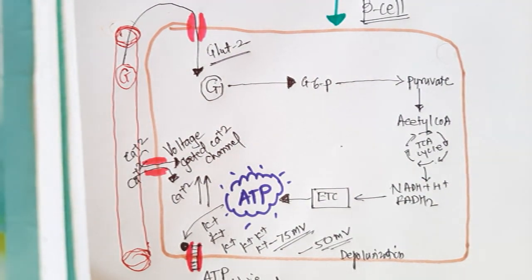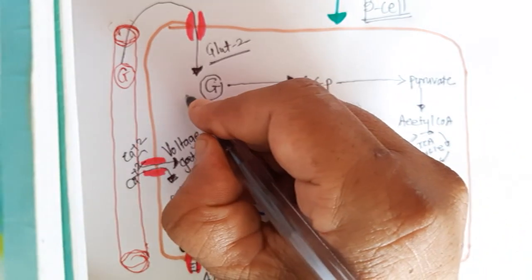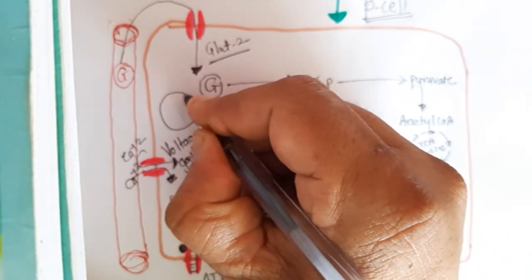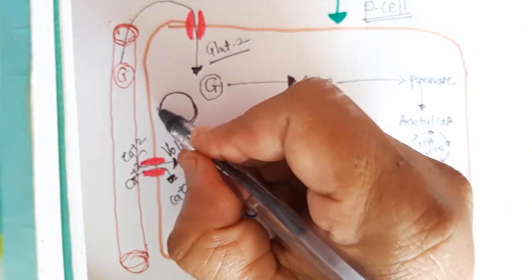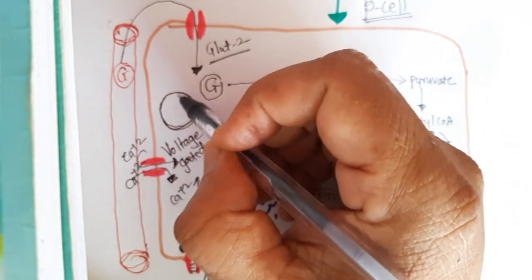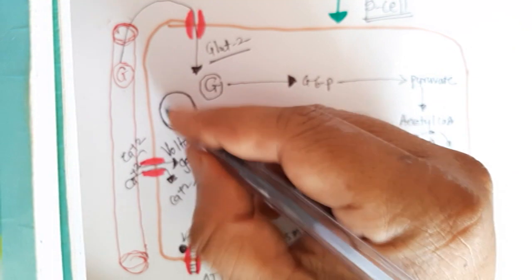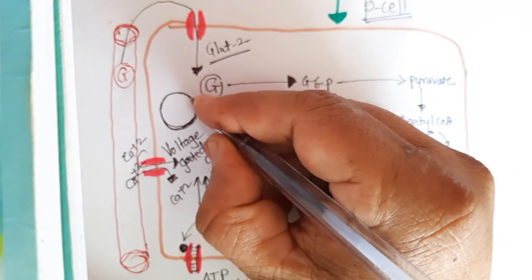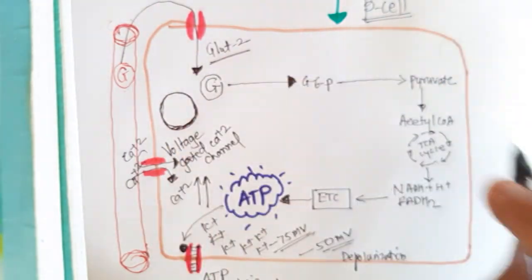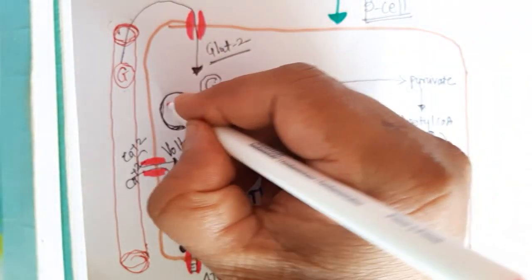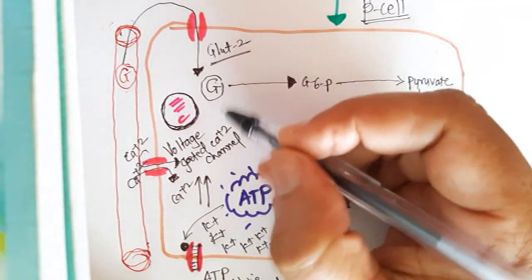Okay, now this entry of calcium will help in the secretion of the hormone filled vesicles outside the cell and into the blood circulation. So as you know, insulin is stored in the secretory vesicles. So there is insulin inside, and along with the C peptide inside the cell.